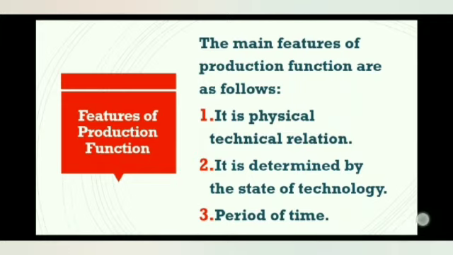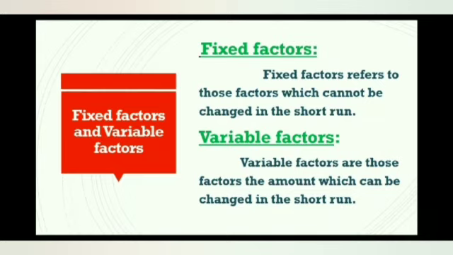Next, fixed factors and variable factors. Fixed factors refers to those factors which cannot be changed in the short run. They do not vary directly with the output. For example, capital, land, plant and machinery, etc. Variable factors refer to those factors which can be changed in the short run. They vary directly with the output. For example, labor, raw material, etc.